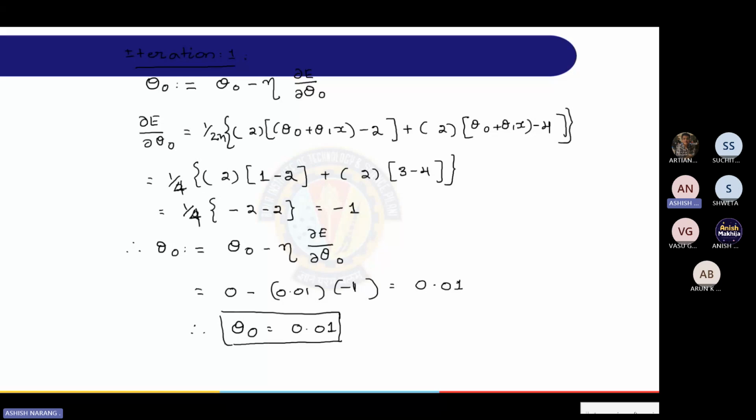So 0.01 was the initial value instead of 0, multiplied with minus 0.95. So what will you get? 0.095. This value will turn out to be 0.095. This is 0.01, so 0.01 plus 0.095 will be 0.195. Yes or no?